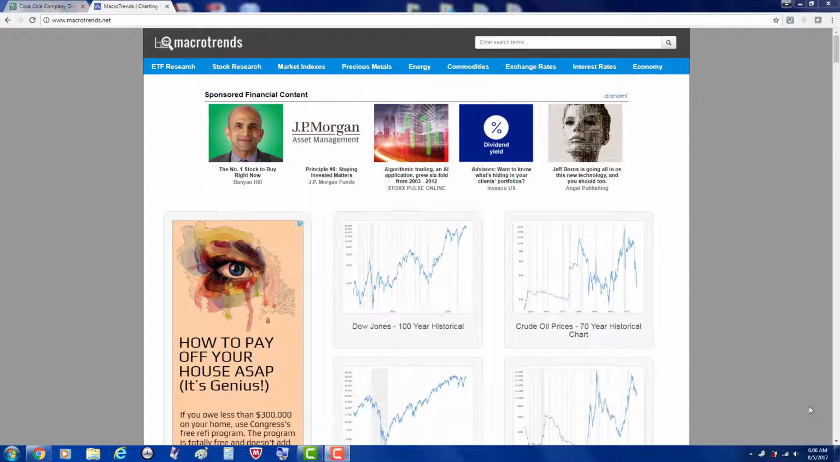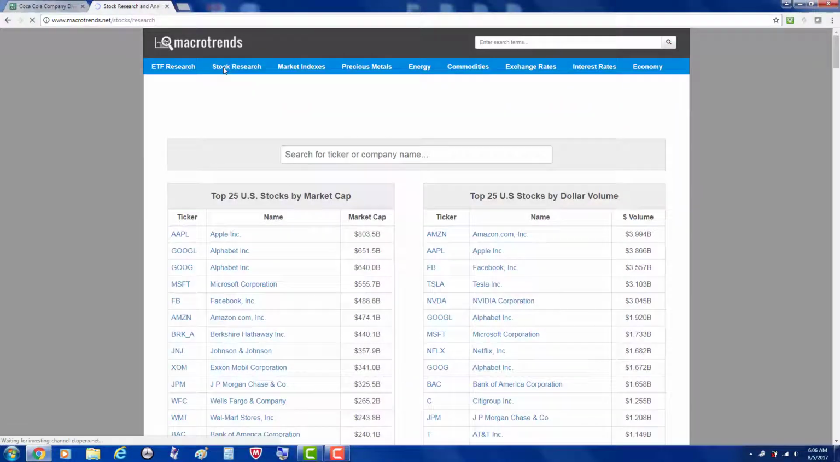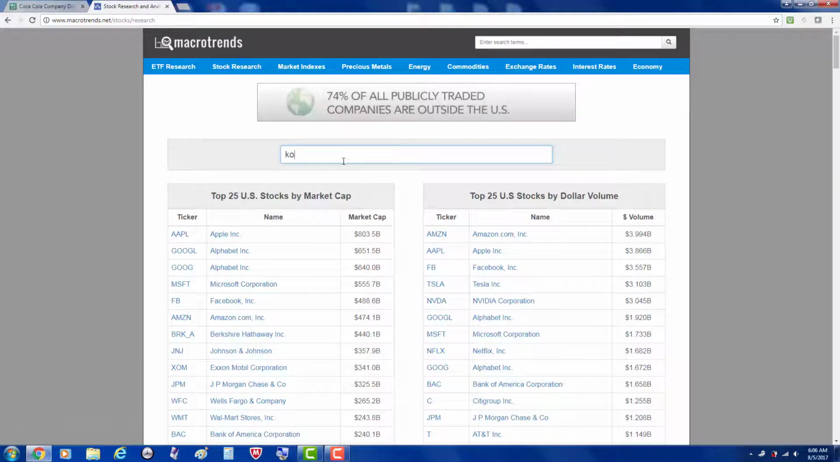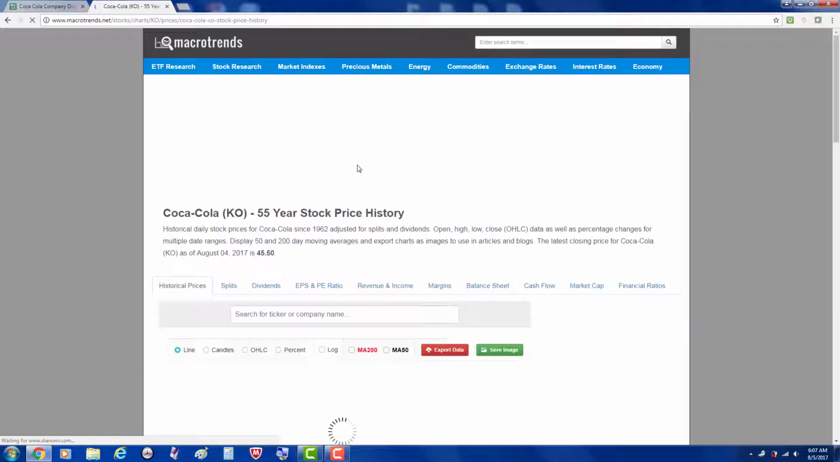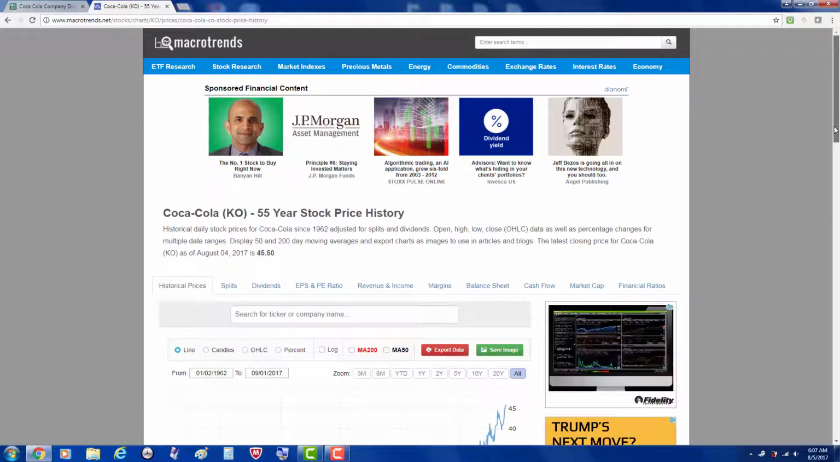Hello, today I'm back at one of my favorite research websites, microtrends.net, to look more closely at the stock performance of a company we're all familiar with, Coca-Cola. I'm going to click on the Stock Research tab, then enter KO. These are Coca-Cola's trading symbols. This will show me their stock performance for the last 55 years.